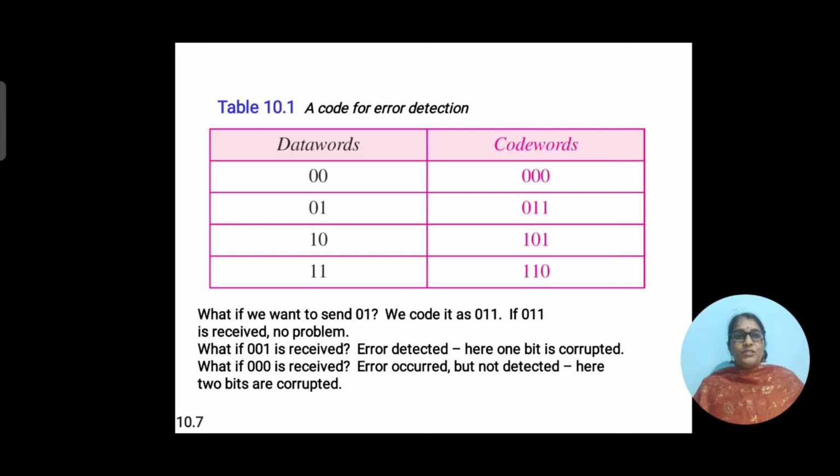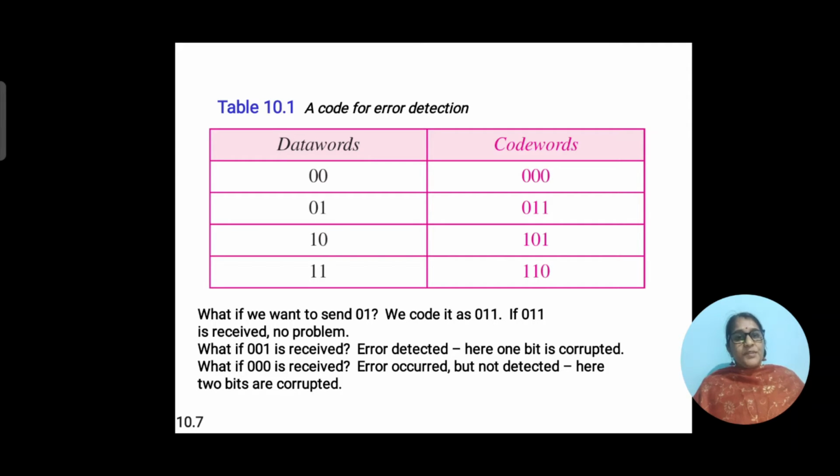In this slide we have the block diagram of a code for error detection, in which in one column we have the data words and in another column we have the code words. When the data word is 00, the code word is 000. When 01, the code word is 011. When the data word is 10, the code word is 101. When the data word is 11, the code word is 110.